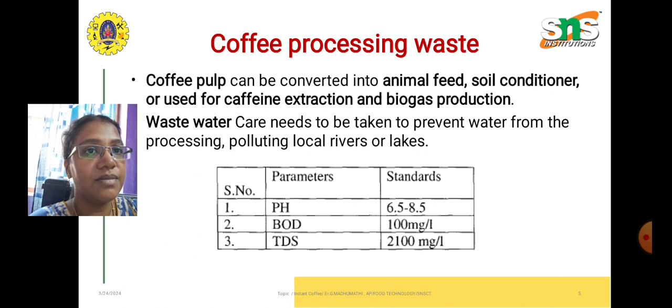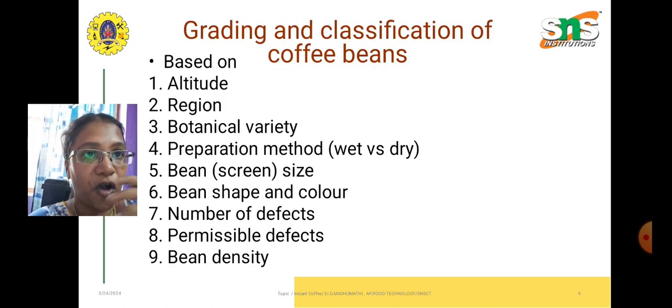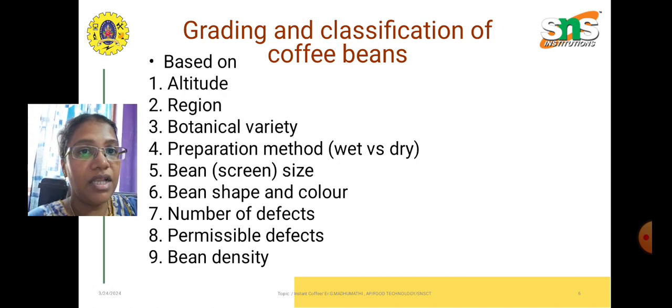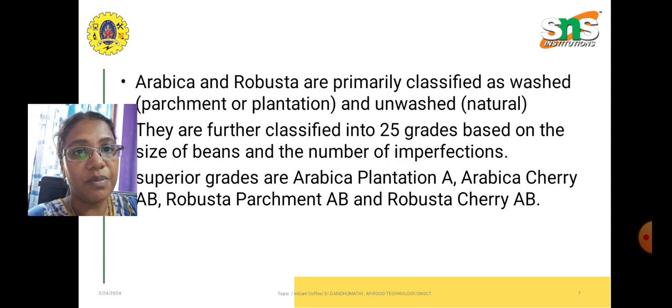So grading and classification of coffee beans are mainly based on altitude, that is, the altitude from which these coffee beans have been harvested, the region where it is cultivated, and botanical variety. There are many varieties of coffee, and the preparation method, that is, whether the wet or dry method of processing is adopted, and bean size, bean shape and color, number of defects, permissible defects, and the bean density. So based on all these characteristics, we grade and classify the coffee beans.